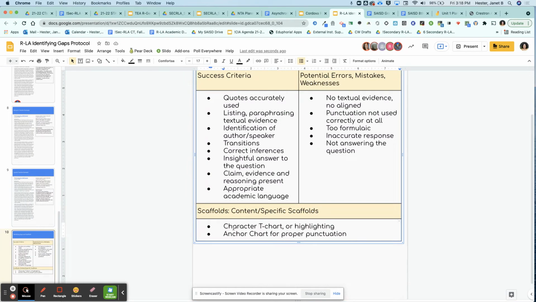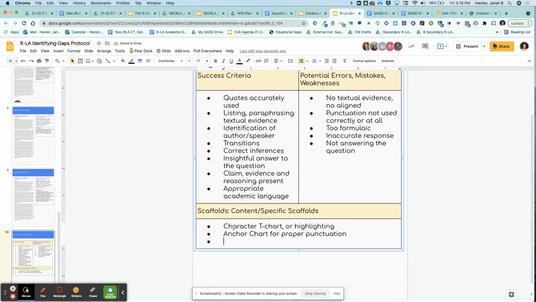That's a good point because it's just a reference, right in front of their eyes, so they don't have to use their working memory to think about the rule. Why wait to just correct them? Let's just give them the anchor chart from the get-go and they can allude to it when they're answering. I like that a lot.